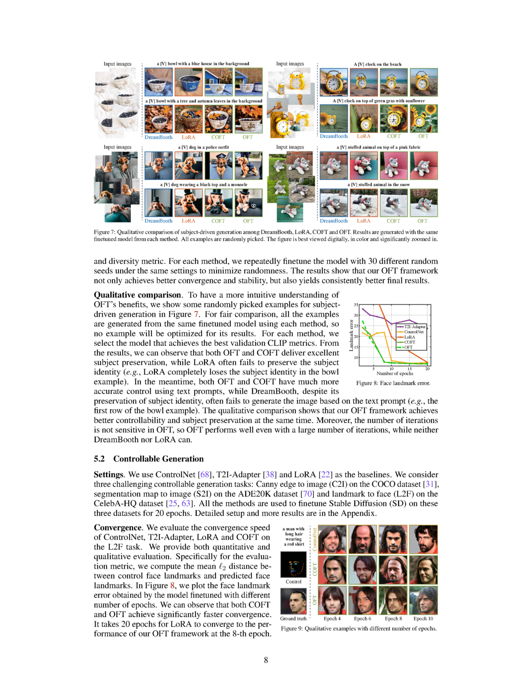Section summary. The authors evaluate the performance of ControlNet, T2I adapter, and LoRa on 3 controllable generation tasks: canny edge to image, segmentation map to image, and landmark to face. They find that OFT and COFT converge faster and are more data efficient than existing methods, while also achieving stronger and more accurate control. Qualitative comparisons show that OFT and COFT generate high-fidelity images with more vivid details and reasonable geometric structures, while producing the most accurate pose control for generated images.